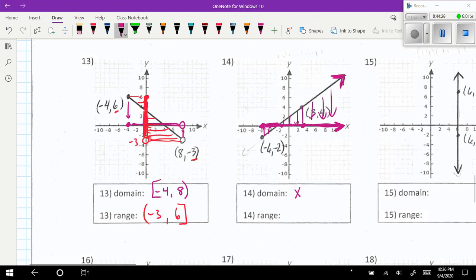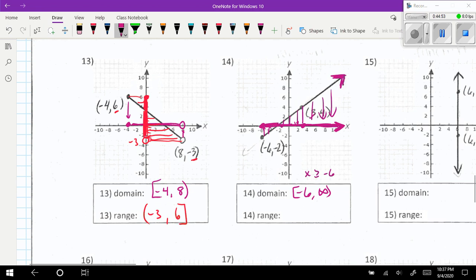This is x is greater than or equal to -6, or you could say -6 comma infinity with a bracket on that -6 if you'd like. Okay, a matter of fact, you know what? I do like it, so I'm going to write it here, -6 to infinity. x is greater than or equal to -6. I like it better like that.